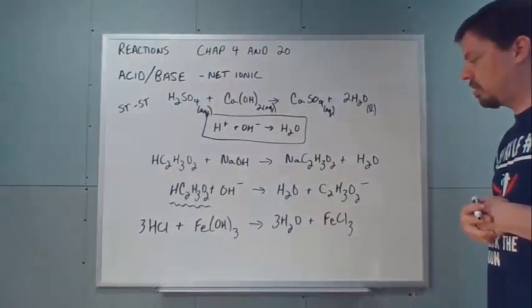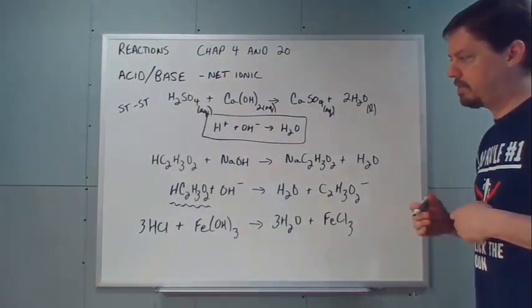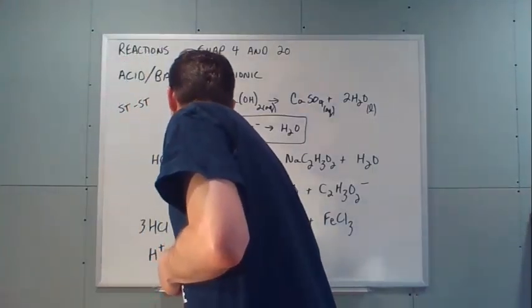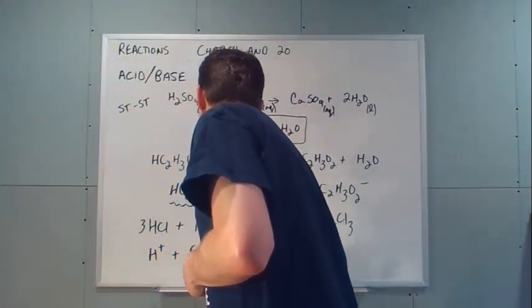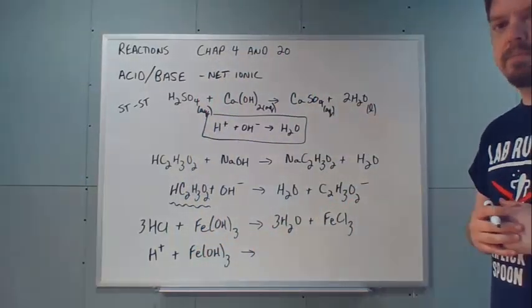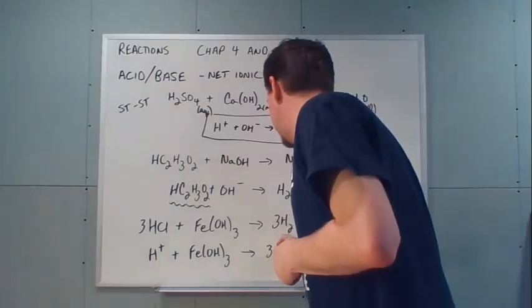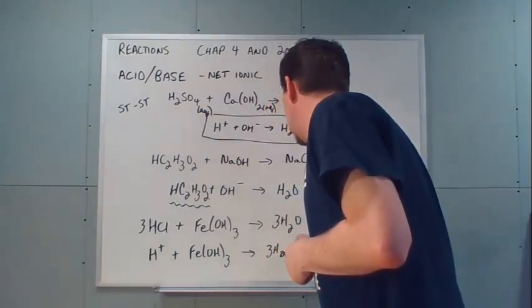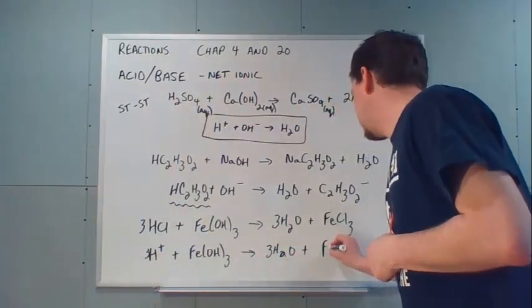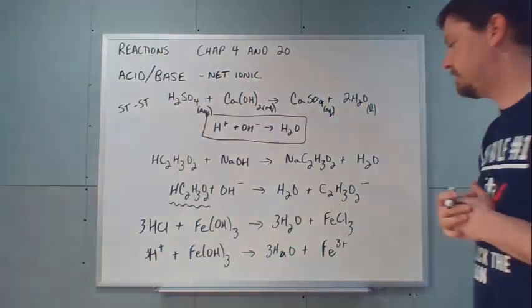iron 3 chloride. So when we write the net ionic for that, now you're going to have H plus and you're going to add to that the whole FeOH3, because we can't dissociate that since it's a weak base. And so on this side, we're going to end up with the 3H2O, and we're going to have to write Fe3+.